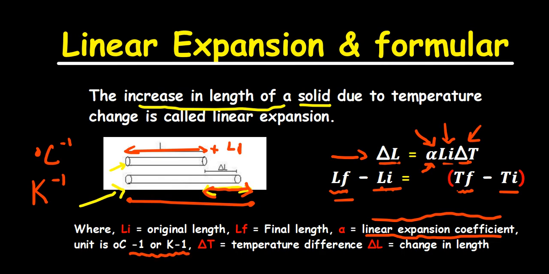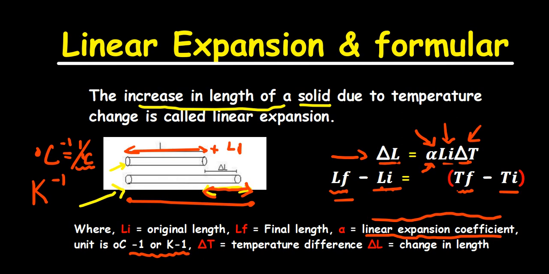Degrees Celsius to the power minus 1, or kelvins to the power minus 1. We know that if this is raised to the negative power, it's the same as 1 over degrees Celsius. So these are the units for the linear expansion coefficient.